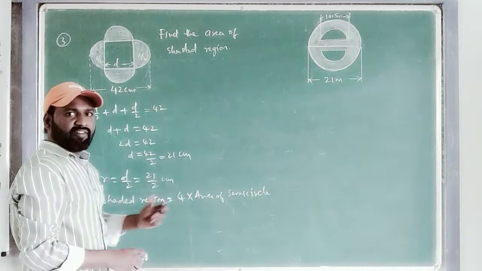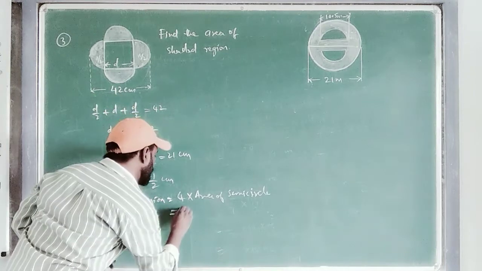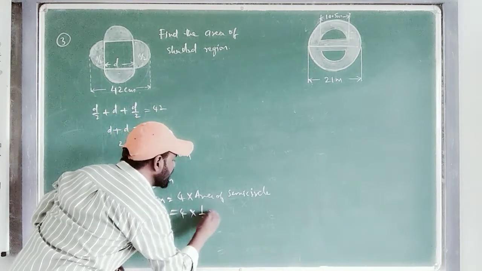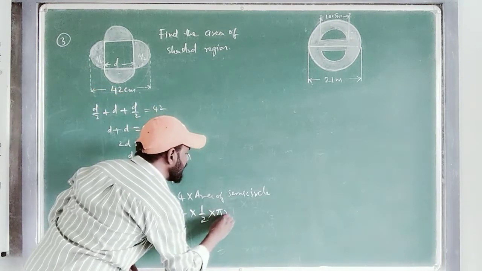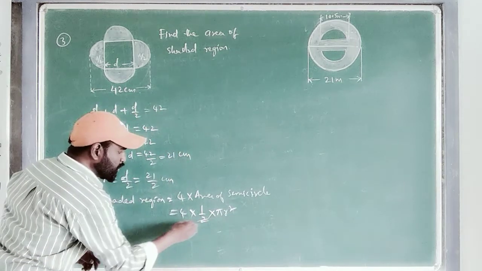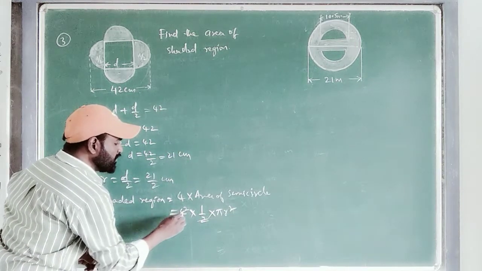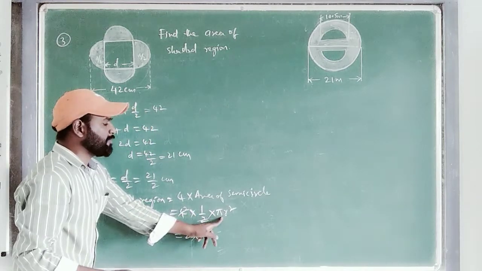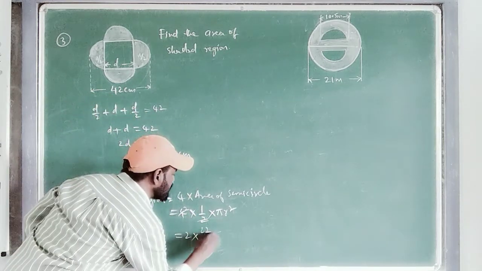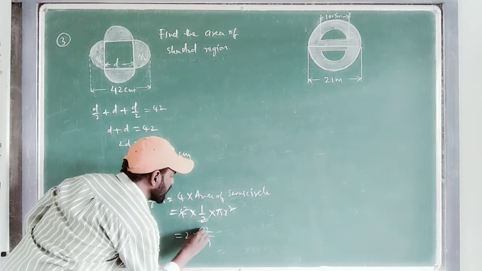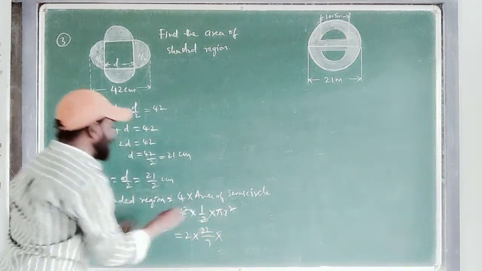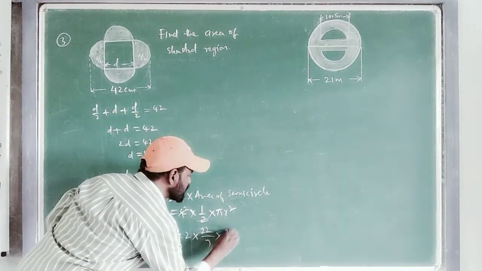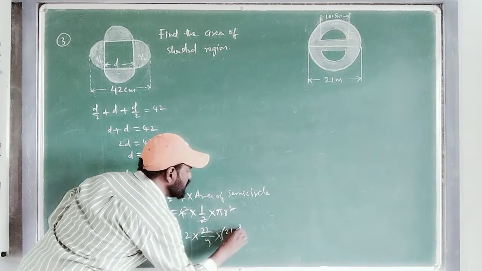Semicircle is nothing but half of the circle, no? So 4 into half of area of circle, formula pi r square. Now here 2 ones are 2, 2 twos are 4. Okay, simplified. 2 into area of the circle, formula pi r square. So pi means 22 by 7. 22 by 7 into r means what? 21 by 2. So 21 by 2 whole square.